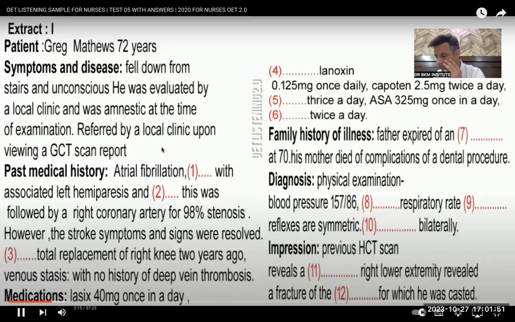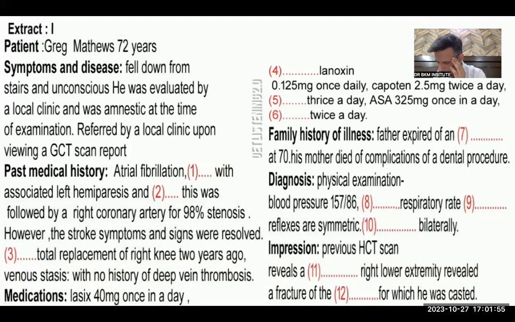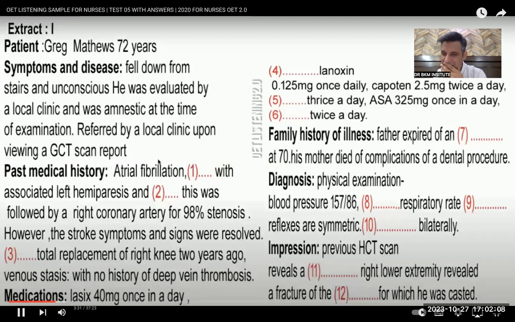ASA, 325 milligrams once in a day. Ginsana, 100 milligrams twice a day. Is he allergic to any medicine? No, doctor. May I know his family history of illness? Well, his father expired of a myocardial infarction at 7.